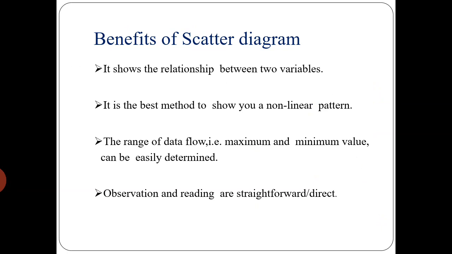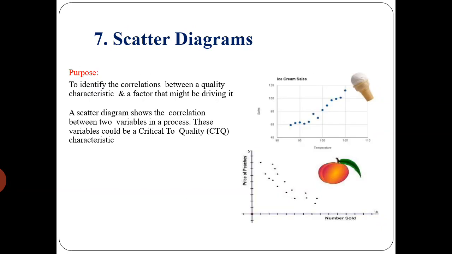Benefits of the scatter diagram: it shows the relations between two variables. It is the best method to show you a non-linear pattern. The range of data flow, that is the maximum and minimum value, can be easily determined. Last one, observation and reading are very straightforward and direct. By just seeing the data, you can see whether there is a correlation between them or not. If the points are very close together, that means they are correlated. If the distributed data is away from each other, then it shows that there is not much correlation between the two variables.